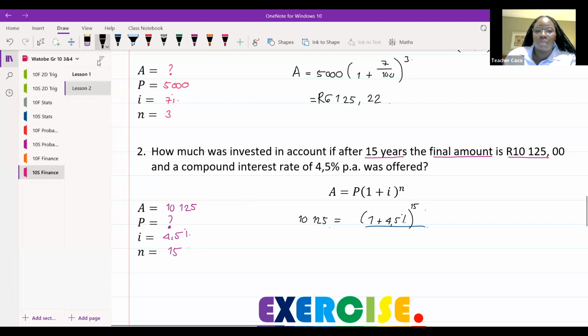Divide them by 1 plus 4.5% over 100%, to the power 15. Beautiful. Yes. I'm going to divide by 1 plus 4.5% to the power of 15. And if I do it on the right-hand side, I'm going to do the exact same thing on the left-hand side as well. 1 plus 4.5% to the power of 15. Right. And those two will cancel. What is my P value? Punch it into a calculator and give me an answer.